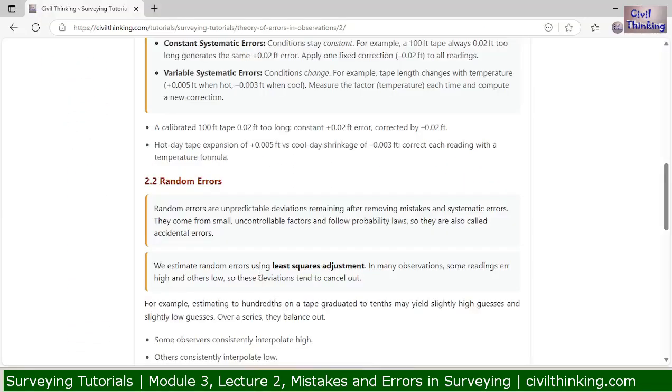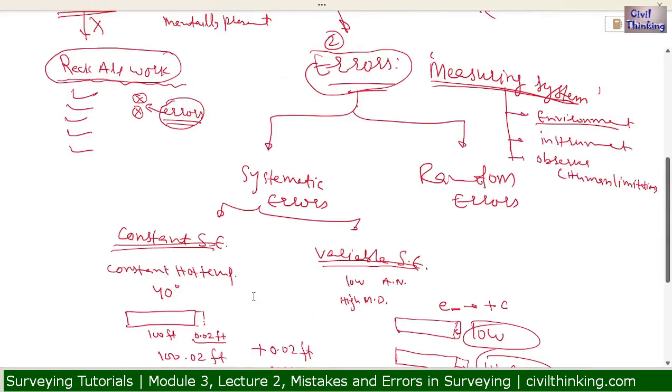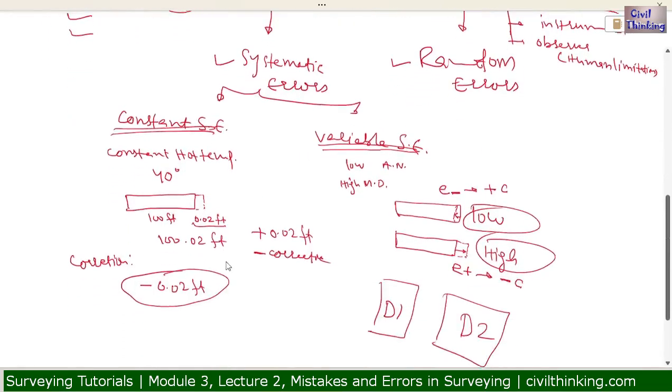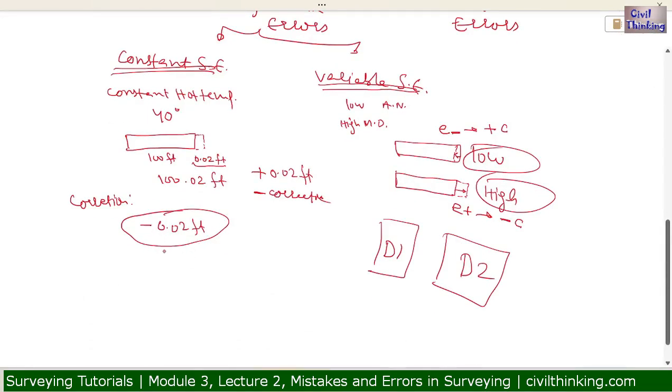So let us move on. Let us talk now about random errors. In the errors, I have told you we have systematic errors and we have random errors. Let me add one more point: for systematic errors you apply a mathematical correction, so you can build a mathematical model to apply the correction.